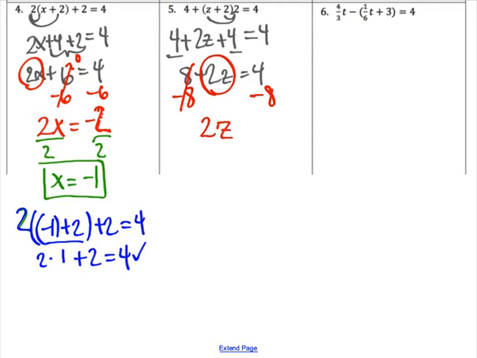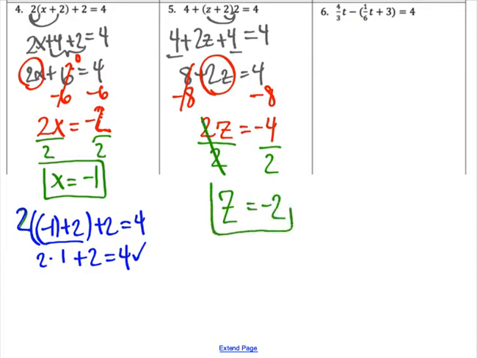2z will equal negative 4. Now the variable term is by itself. We'll go ahead and make the coefficient 1. We need to divide 2 by 2 to get to 1. And this gives us z equals negative 2 as our answer.